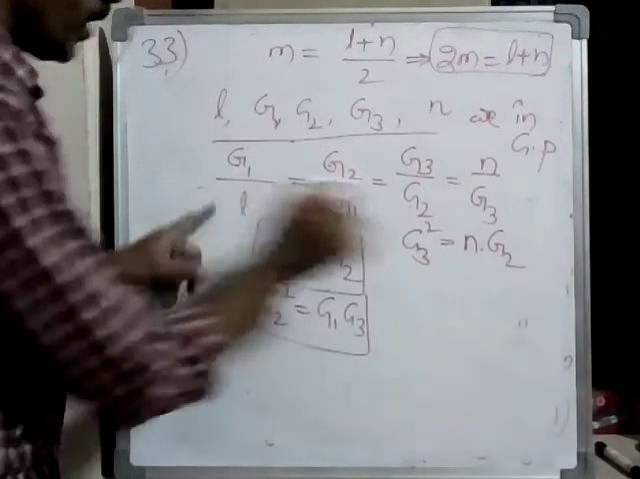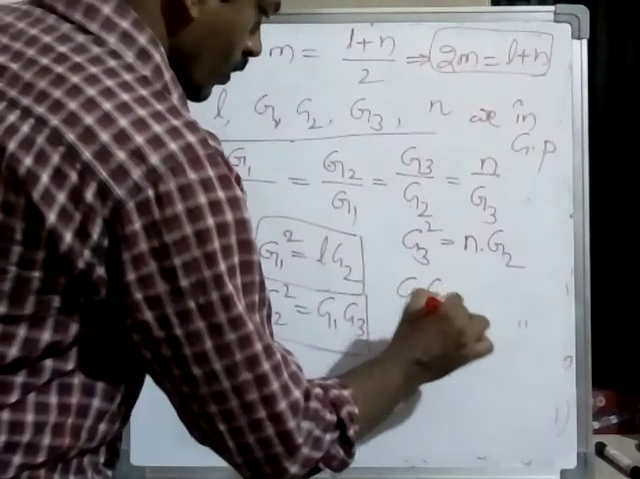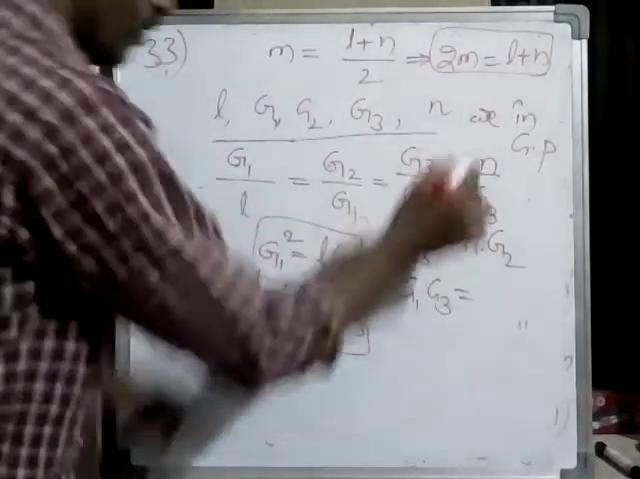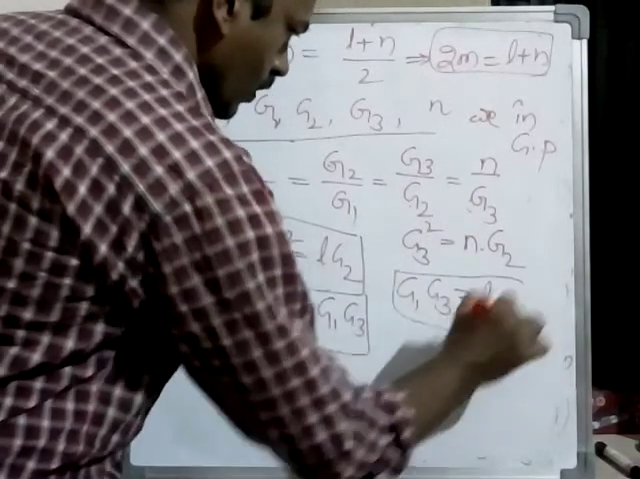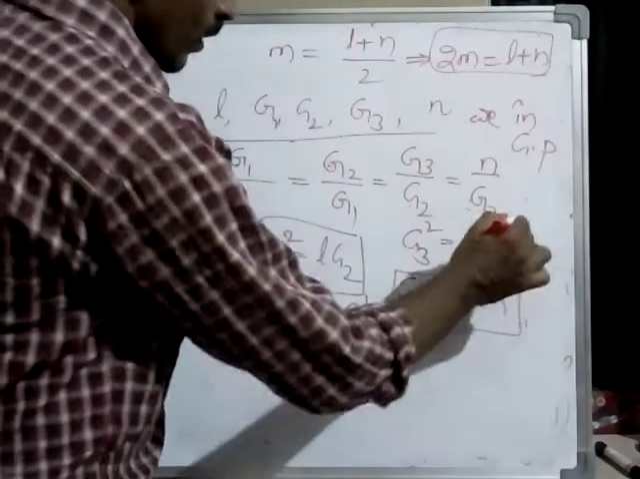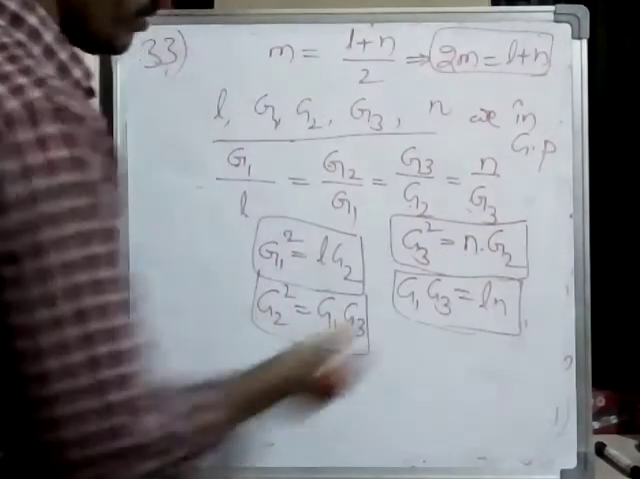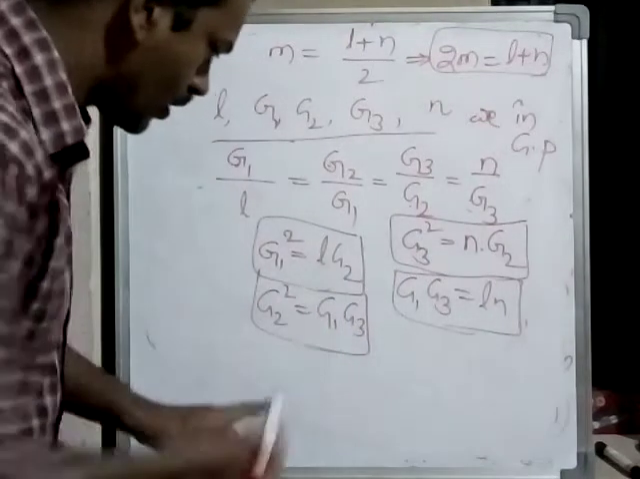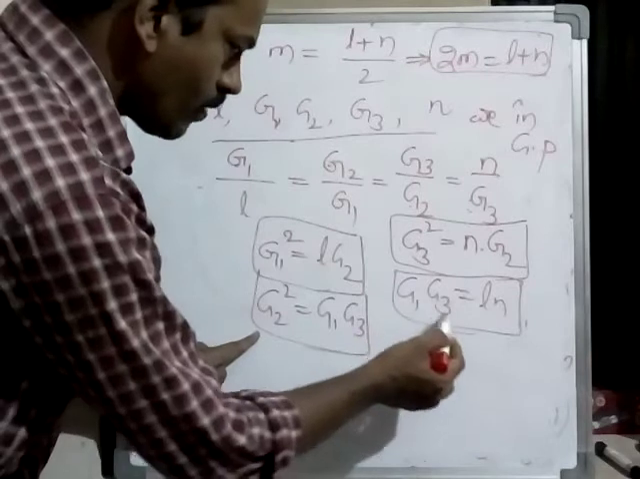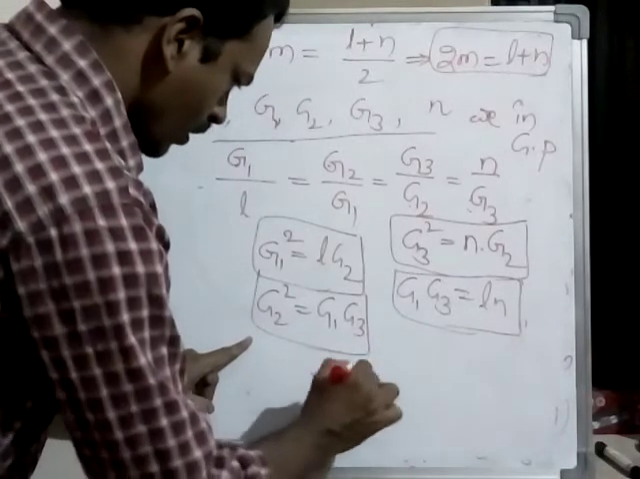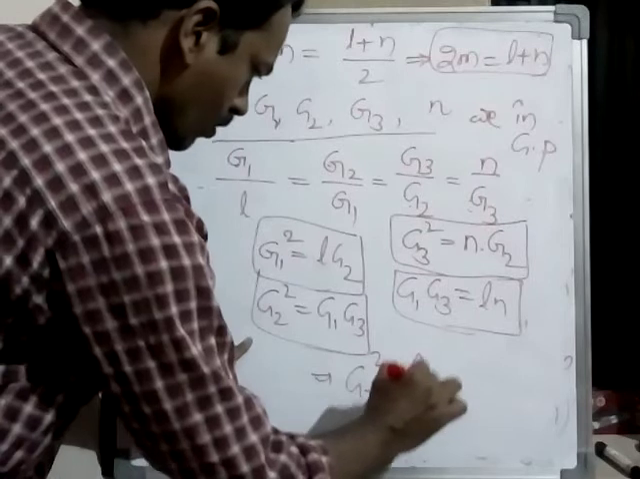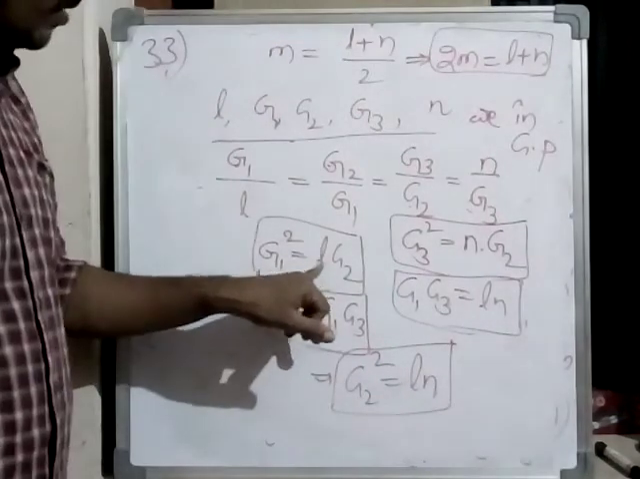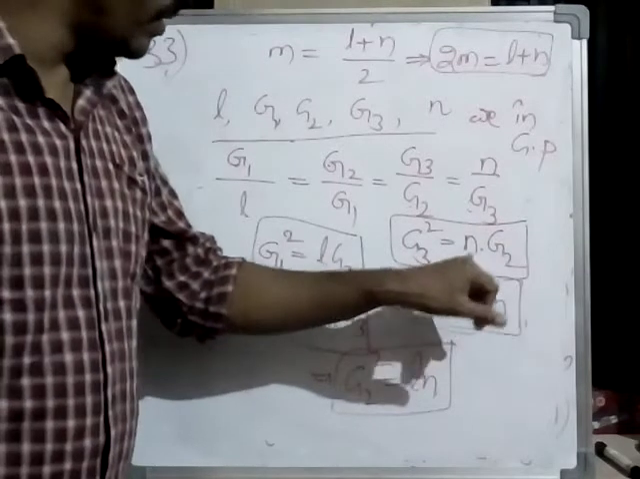Now G1 into G3, first one and last one, that is equal to LN. So G2 square is equal to G1 G3, and G1 G3 is equal to LN. So G2 square is equal to L into N. G1 square is equal to L into G2, and G3 square is equal to N into G2.